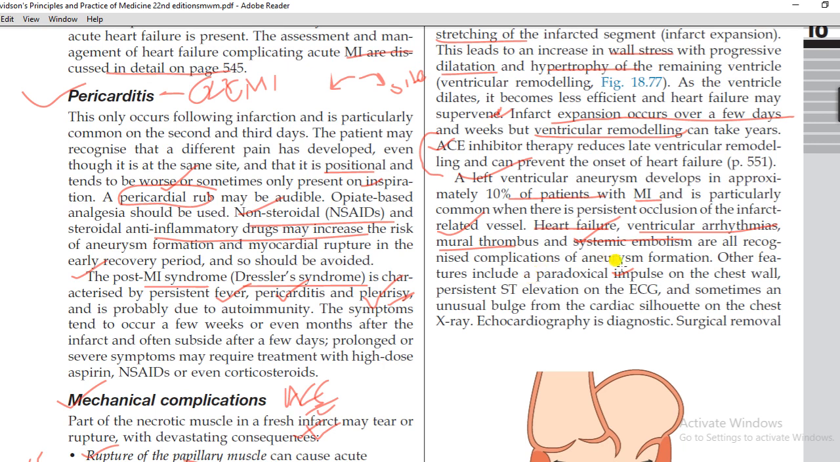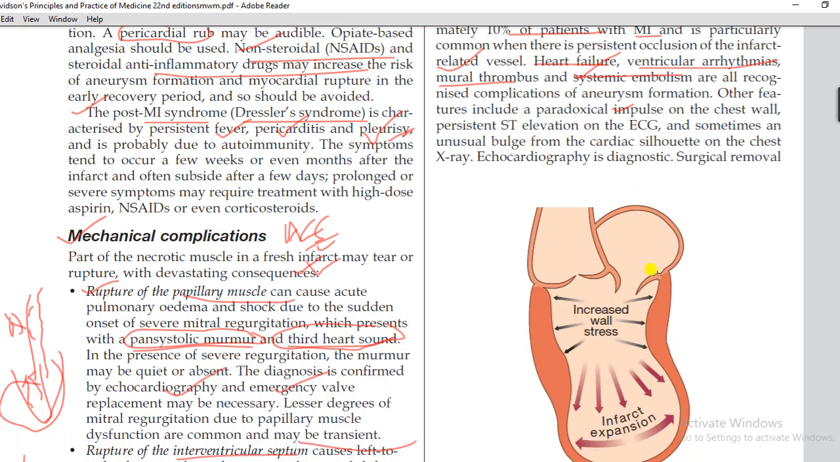Other features include the paradoxical impulse on the chest wall, persistent ST elevation on the ECG, and sometimes an unusual bulging of the heart on the chest wall. Echocardiogram is diagnostic.